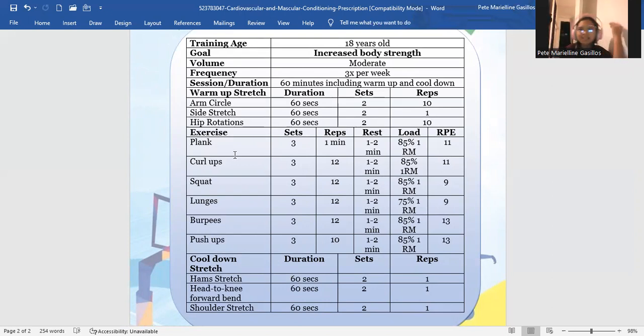Next is the side stretch. So 1 rep, and again. I use 2 sets, and I estimated 60 seconds.